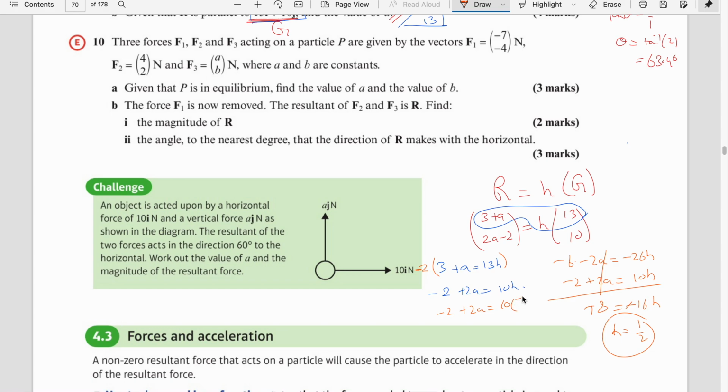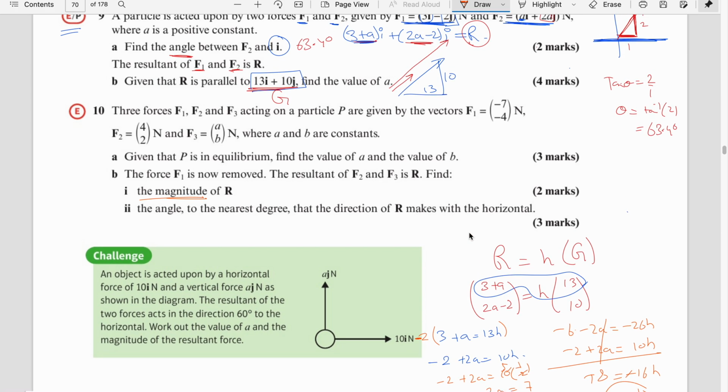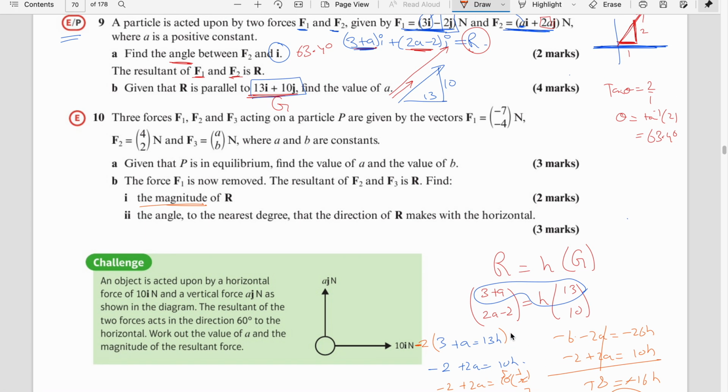So 10 into 1 by 2 is 5. Take 2 on the other side, 2A is equal to 7. So A is equal to 3.5. So when we know A, we now know what R is. So A is 3.5. 3.5 plus 3 is 6.5, and 2 into 3.5 is 7, minus 2, 5.